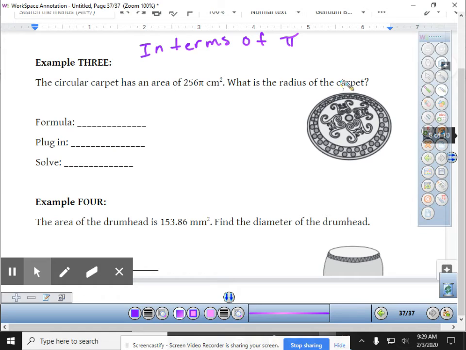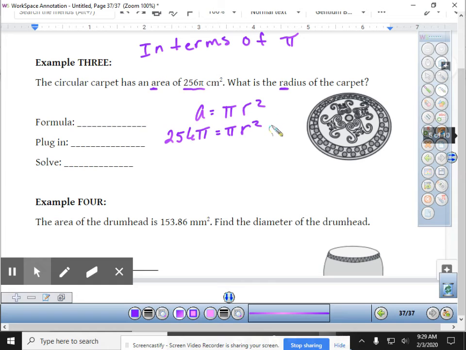Because it looks hard because it's got a symbol and you're like, I can't math with symbols, right? Kind of freaks you out. What is it asking me for? The radius. What does it give me? The area. So the formula I will write is area equals pi r squared, right? What is the area? 256 pi. The area is 256 pi equals pi r squared. Did they change pi? No. I'm not changing pi.